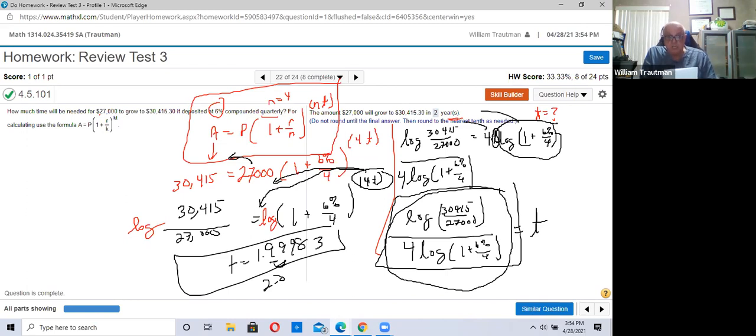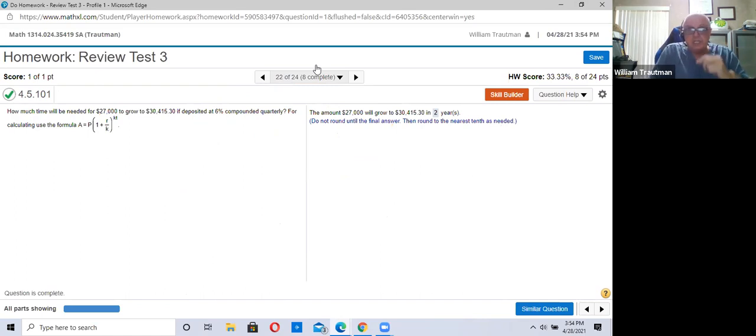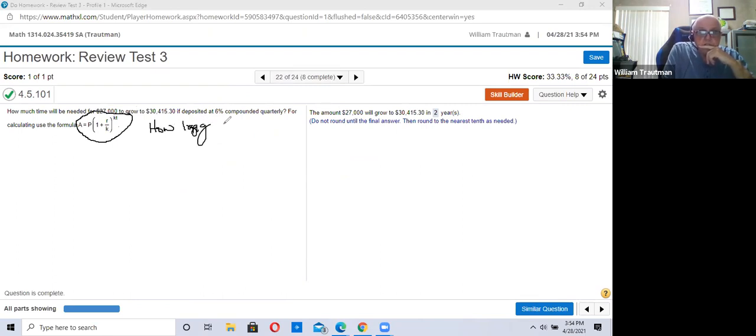There's actually another one I'm going to do. Okay, I'm going to do one more problem. I'm going to do the same problem, kind of. This is on the test. All right. Using this formula, you're going to see this formula, and it's going to say how long does it take to double your investment.